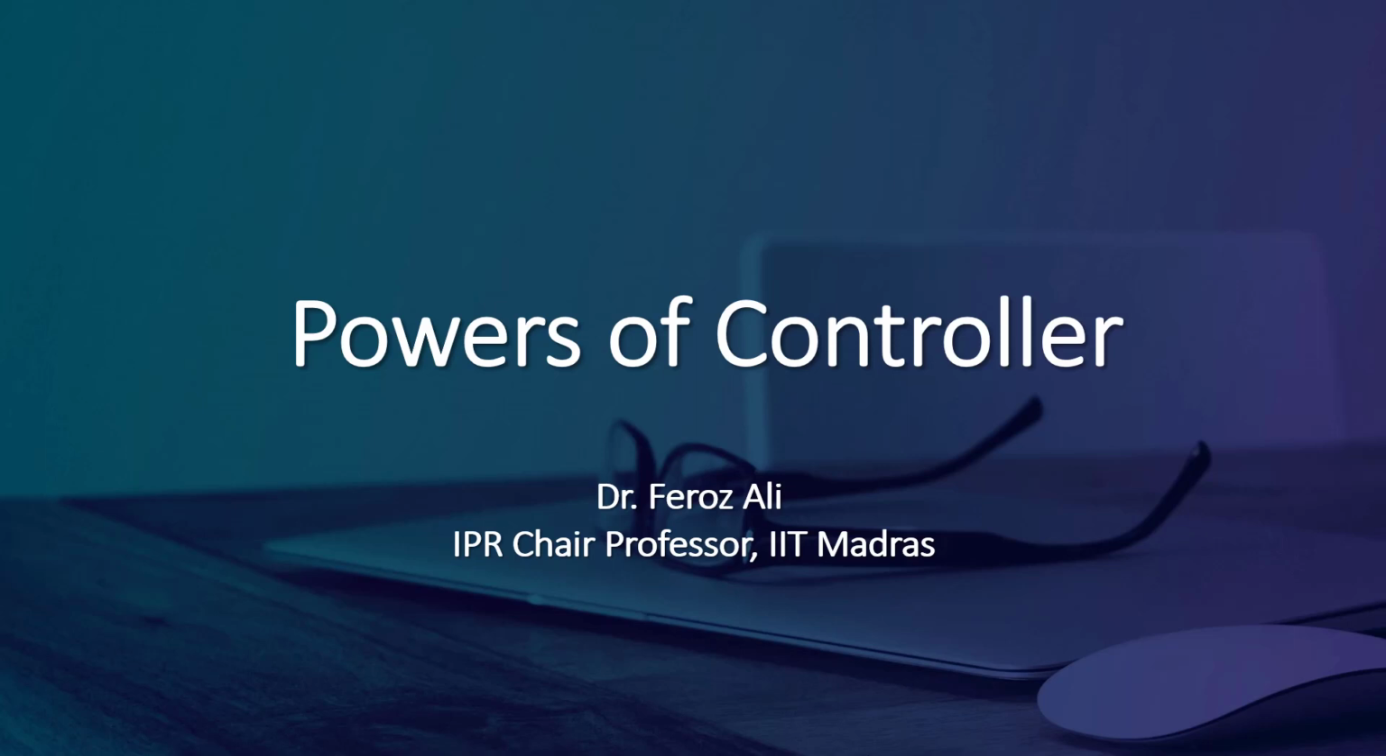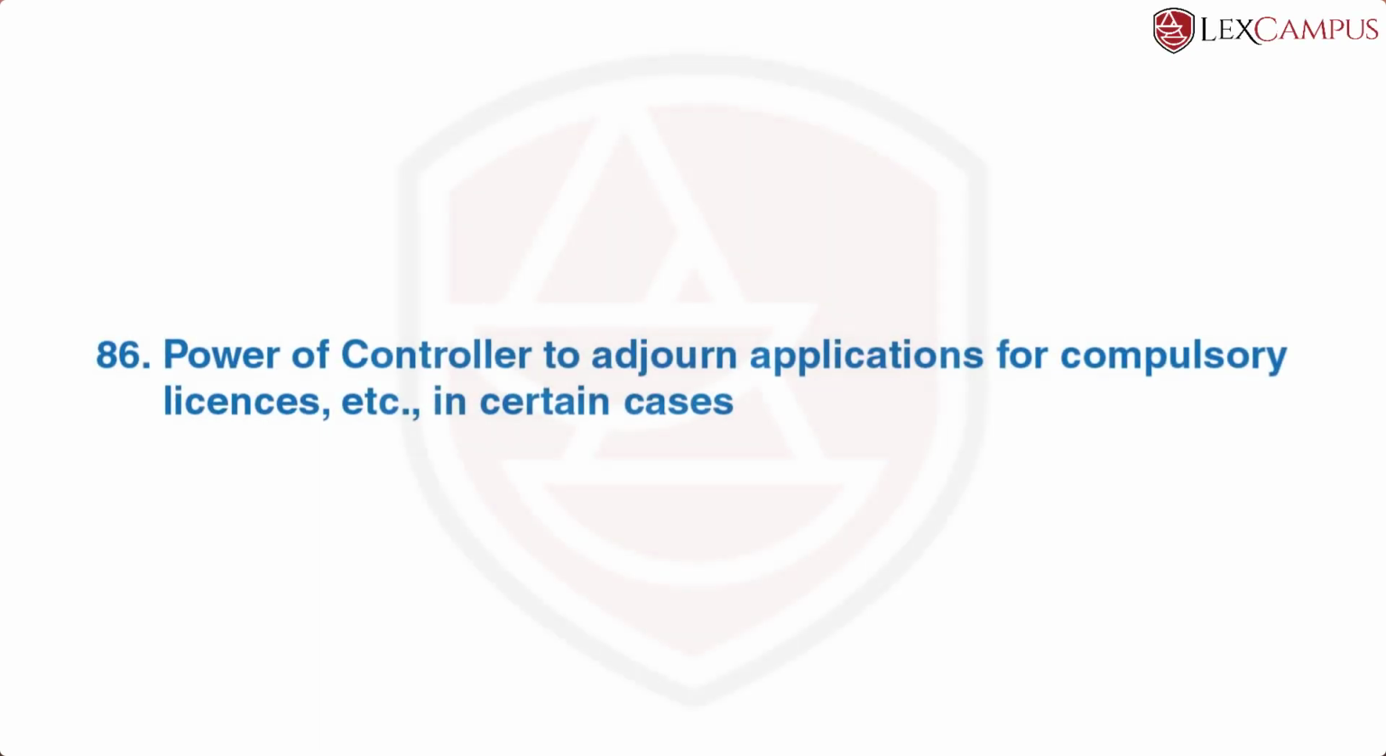86. Power of controller to adjourn applications for compulsory licenses in certain cases. Now once an application is filed, how does the controller go about it?